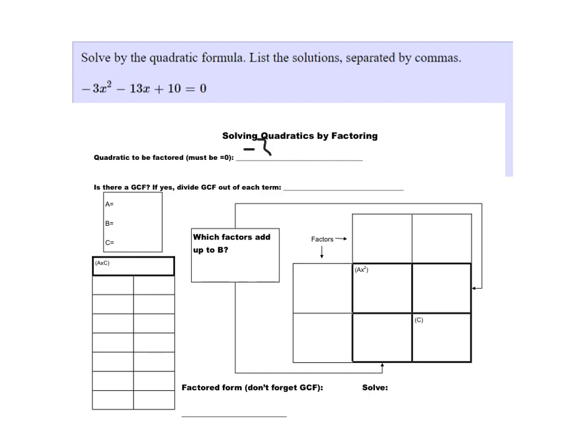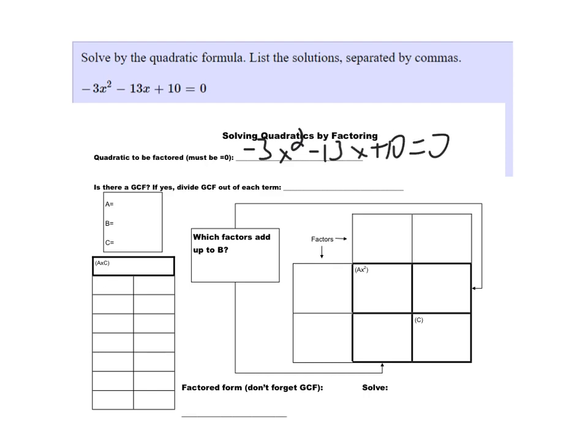Let's see, write this in negative 3x squared. That negative 3x squared is problematic, isn't it? Oops, I undid that. Here, let me undo that. Minus 13x plus 10 equals 0.